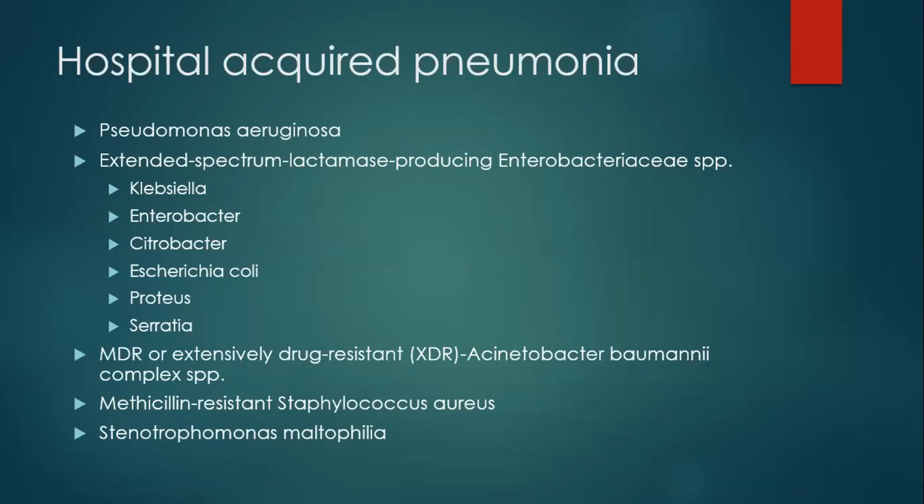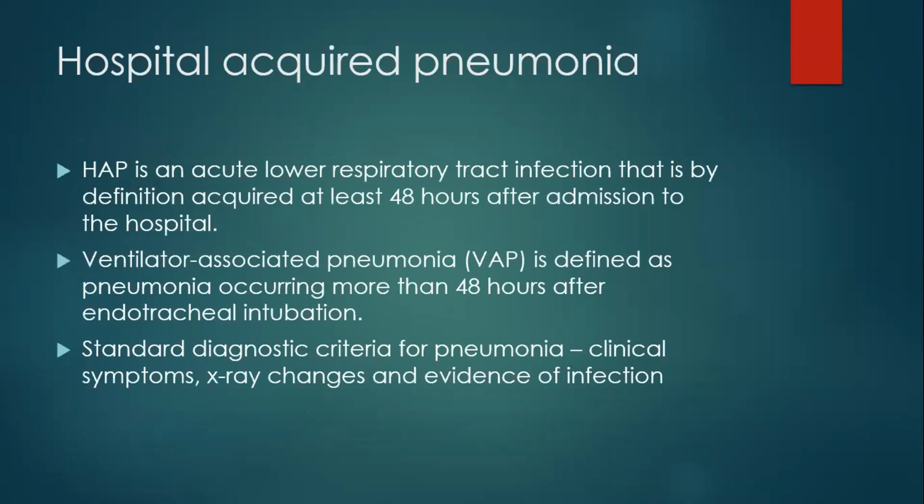What are we going to see in a hospital-acquired pneumonia? Well, we're going to see lots of Pseudomonas, your ESBL organisms, which I've listed here, and then our MDR or our XDR organisms, especially Acinetobacter baumannii, depending on which institution you're in. We tend to not see a lot of MRSA in the South African environment, but it is something to consider, and obviously Stenotrophomonas. So hospital-acquired pneumonia is an acute lower respiratory tract infection, as per the definition that a community-acquired pneumonia would have been.